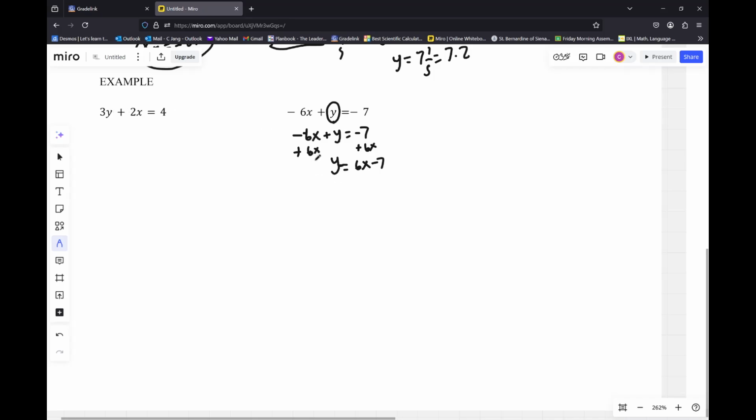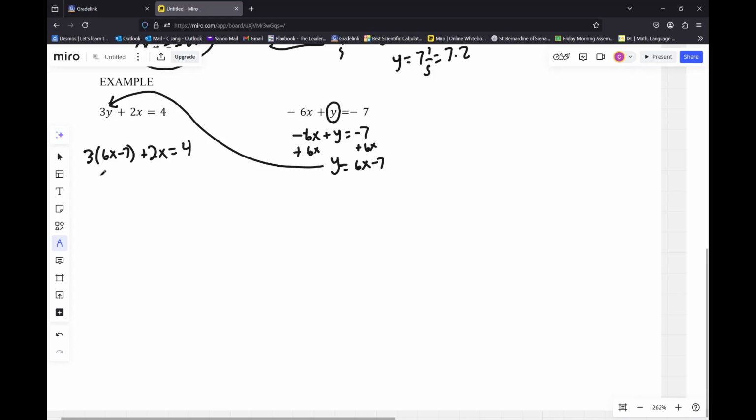I'm going to take that and move it over here, insert over there. So this is what we have. Everywhere I see y, I'm going to replace it with 6x minus 7. So 3 times y, but instead of y, I'm going to put 6x minus 7, plus 2x is equal to 4. And notice again, I have one equation here with one unknown. Can I solve this? Yes, I should be able to figure out what x is equal to.